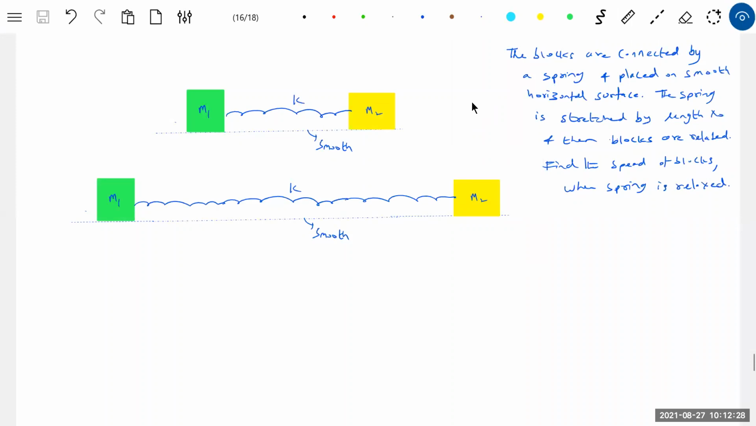Okay, now look at this one. Stretched by length x naught, and the spring is stretched by x naught. So when I stretch it, I should go till here. What is the elongation of the spring? x1 plus x2 is the elongation of the spring.